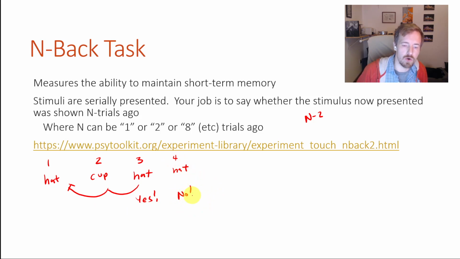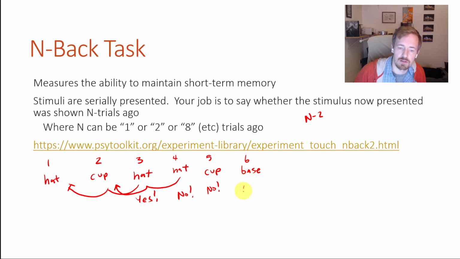Now we would say no, because 2 trials ago was the word cup. Now let's say the next word is cup. We would say no. Let's say the next one is the word base. That's also a no. The next trial we get the word cup. We're going to say yes, because that was 2 trials ago.